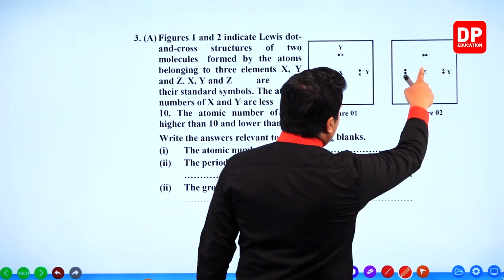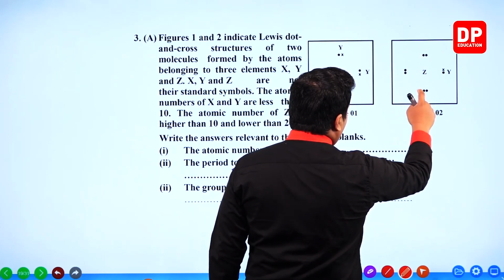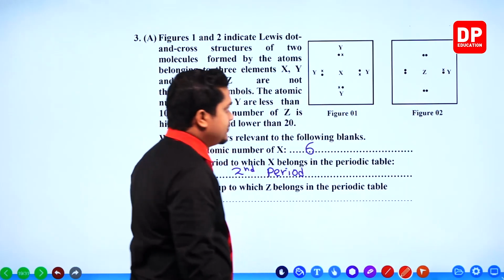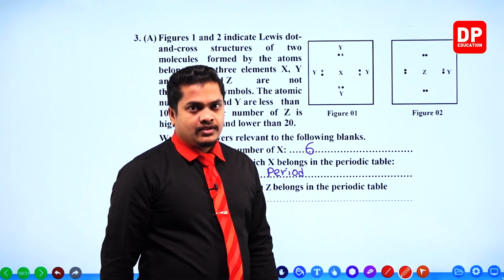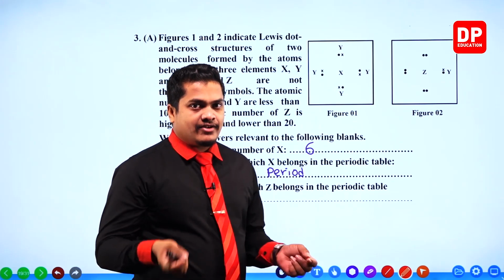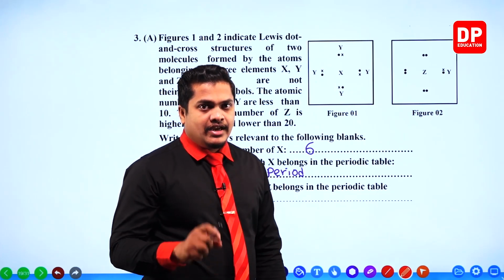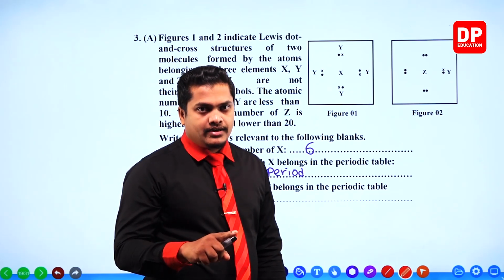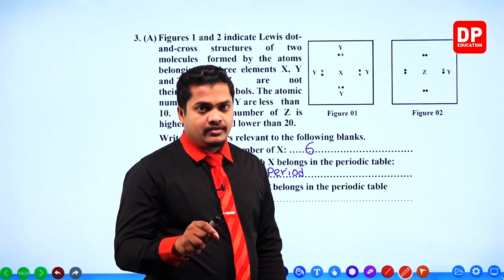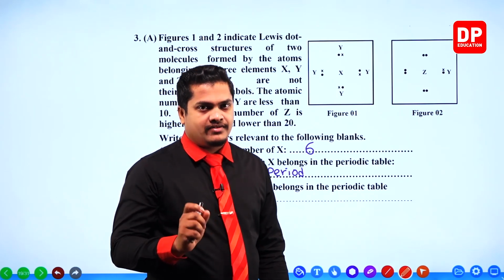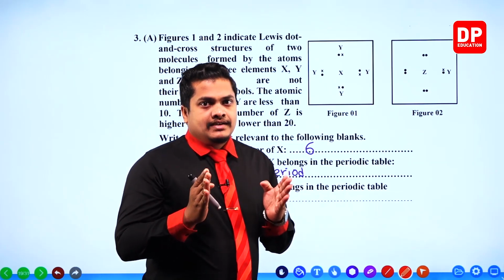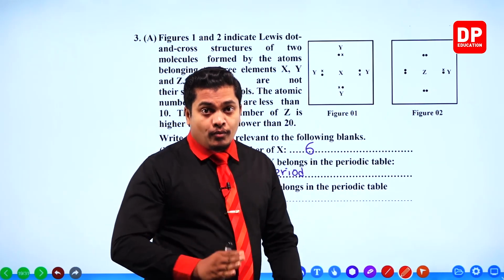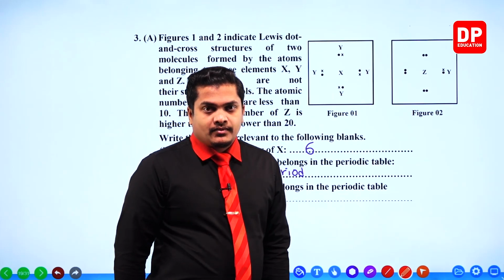So Z has, that means 1, 2, 3, 4, 5, 6, 7, 7, right? Z has 7 electrons in the last energy level. So 7 electrons in the last energy level means it should belong to the 7th group, not the 7th period. There's no 7th period in our periodic table. So it belongs to the 7th group in our periodic table.